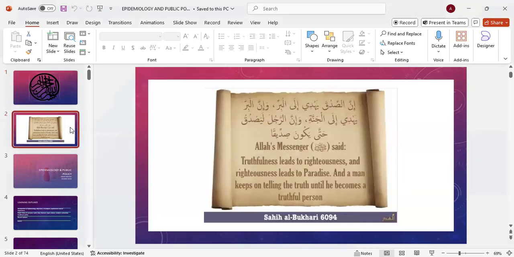Hadith of the day. Allah's Messenger sallallahu alaihi wasallam said, "Truthfulness leads to righteousness, and righteousness leads to paradise, and a man keeps on telling the truth until he becomes a truthful man."